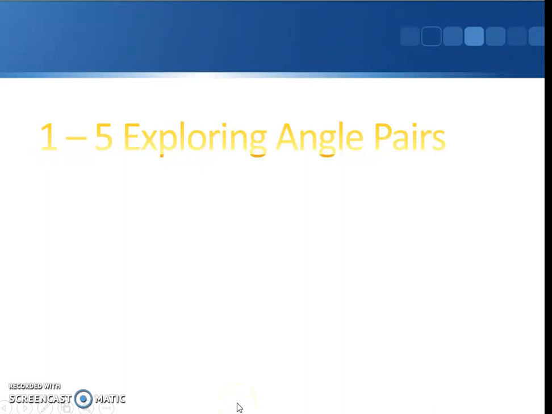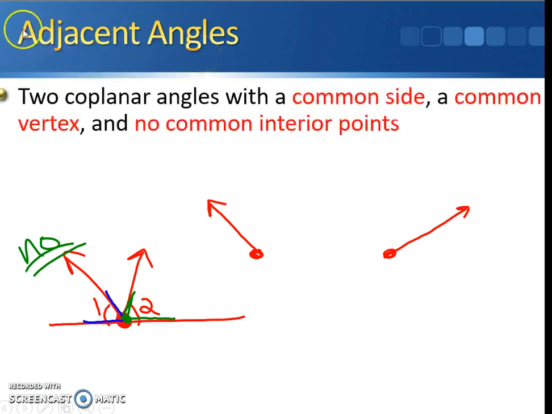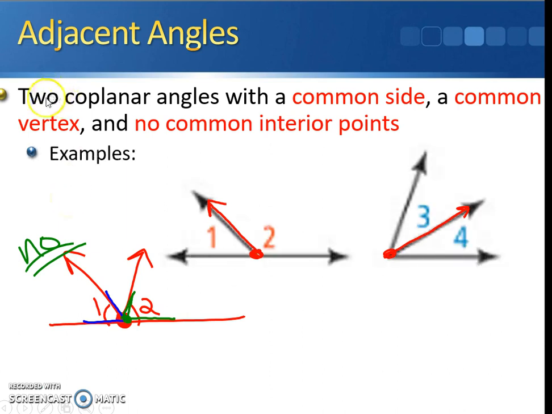Everyone, we're going to do exploring angle pairs. Please copy adjacent angles. Adjacent means right next to each other. The definition is two coplanar angles with a common side, a common vertex, and no common interior points.